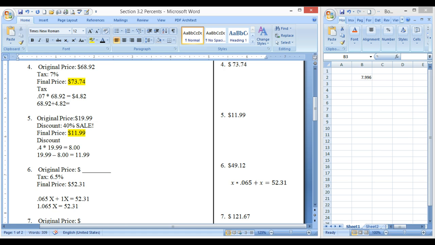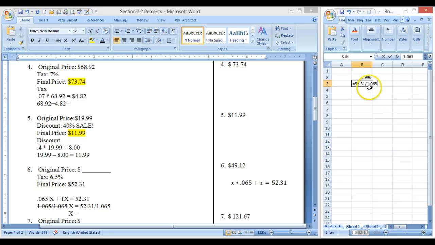which equals my 52.31. But I still have an isolated x, so I need to do the opposite, which is divide both sides by 1.065 on both sides so that it cancels on the left side and I'm only left with, or isolated, the x. So I'm going to come up here and say I canceled these out now, and x equals 52.31 divided by, let's go ahead and find that out, 1.065. I can use Excel just like we did before.